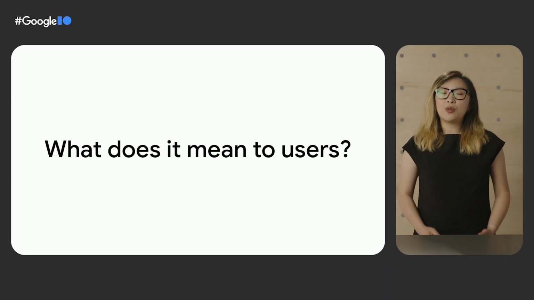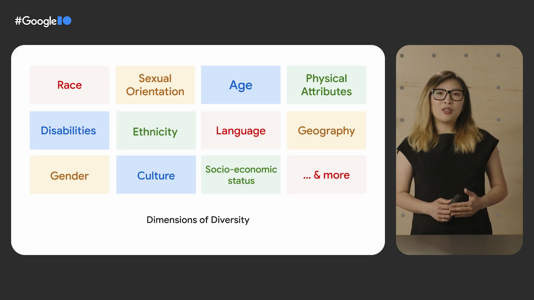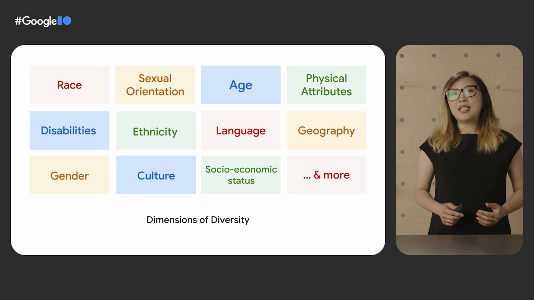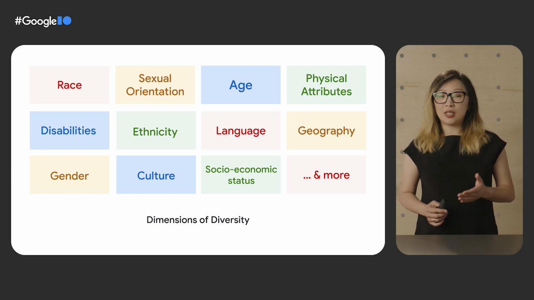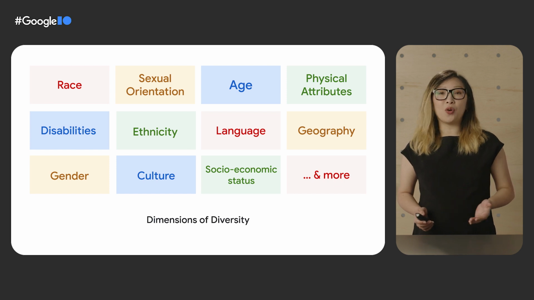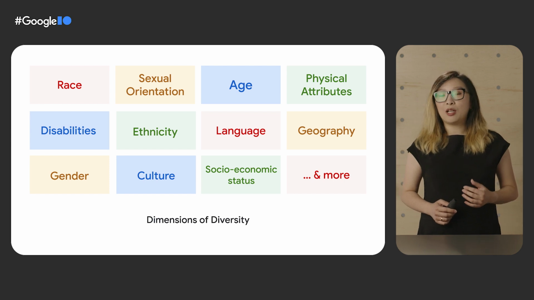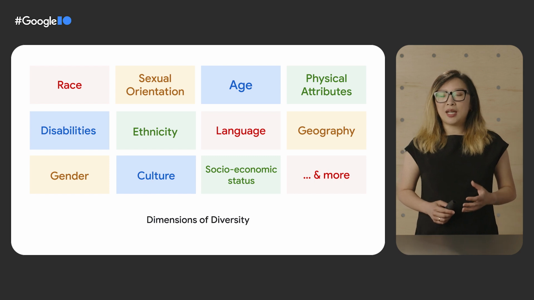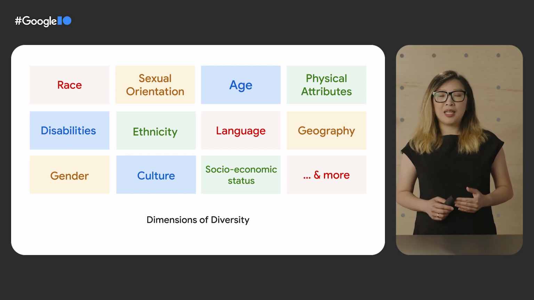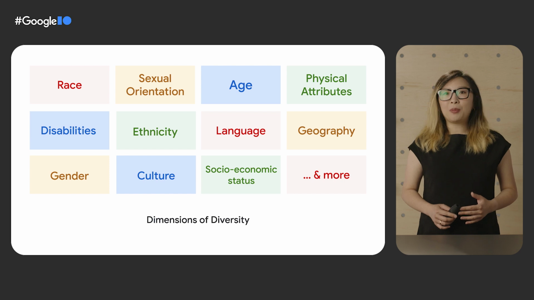Now, what does inclusion mean to users? When we think about an inclusive paradigm, there are many dimensions to diversity, from race, gender, age, to disabilities, physical attributes, and more. While accessibility focuses on making products usable and inclusive to people with disabilities, all of these dimensions need to be considered and represented. Meanwhile, these dimensions can meet and overlap. They're fluid, can adapt and evolve as a person gets older.